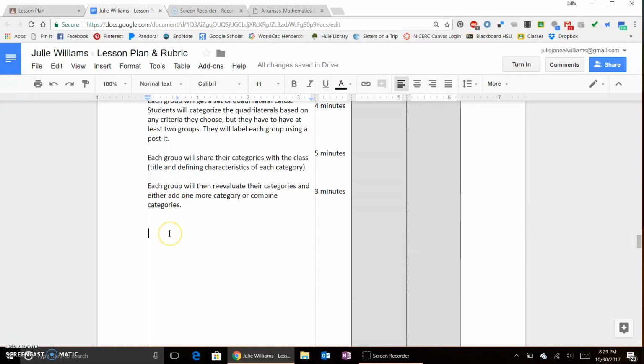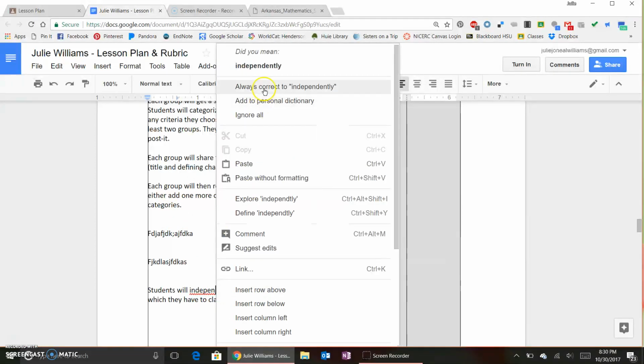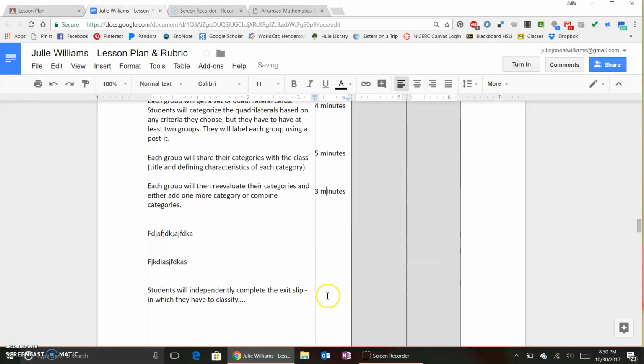So I'm going to have all these other steps that I'm just like, la, la, la, have those steps. But then down here, I would say students will independently complete the exit slip, in which they have to classify... And if I was turning this in, I would write the entire thing. But I think you understand what I mean by this, so I don't need to do this anymore.